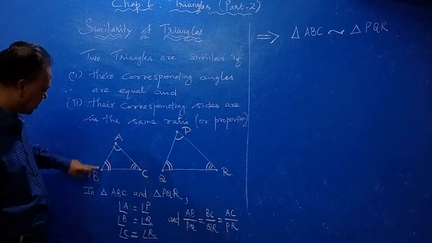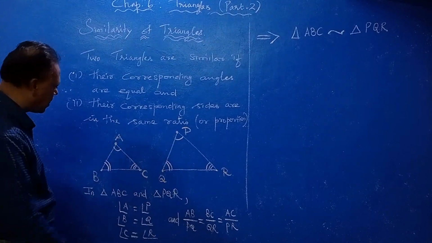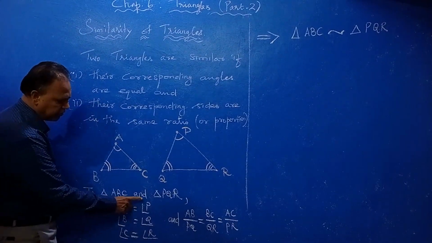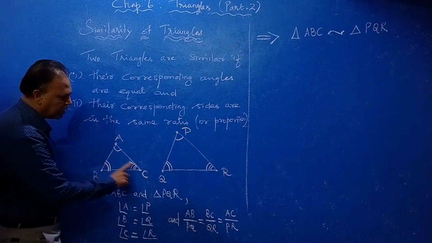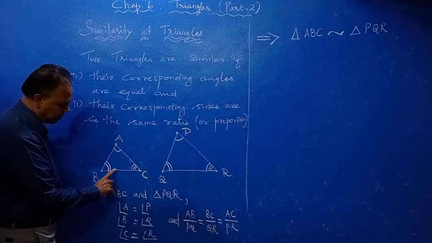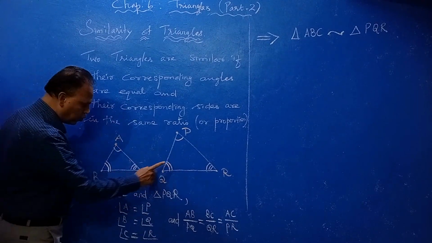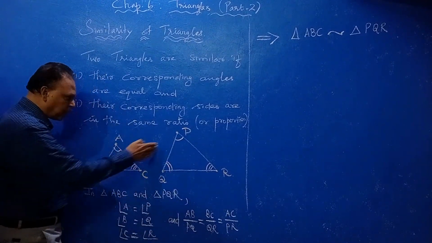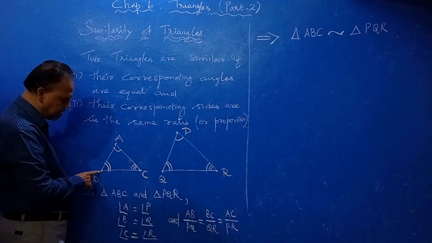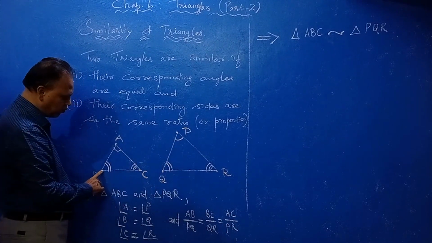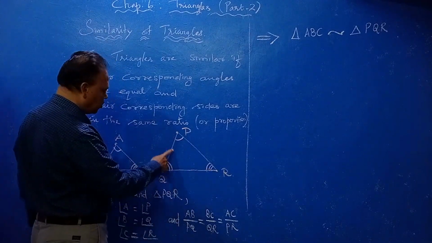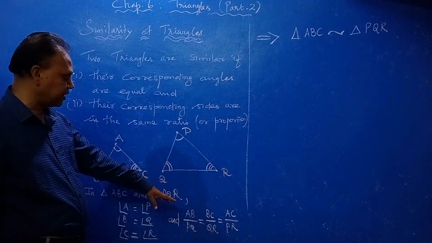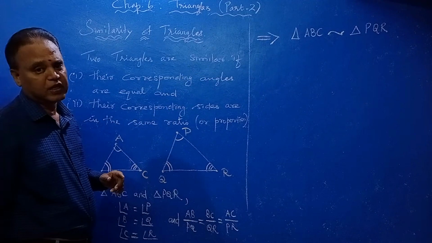You see this diagram, triangle ABC, triangle PQR. All the corresponding angles are equal. Clear? In triangle ABC and triangle PQR, angle A equals angle P, angle B equals angle Q, angle C equals angle R. And all the corresponding sides are in proportion. That means AB by PQ equals BC by QR equals AC by PR. Clear? Both conditions satisfied means you can say the two triangles are similar.